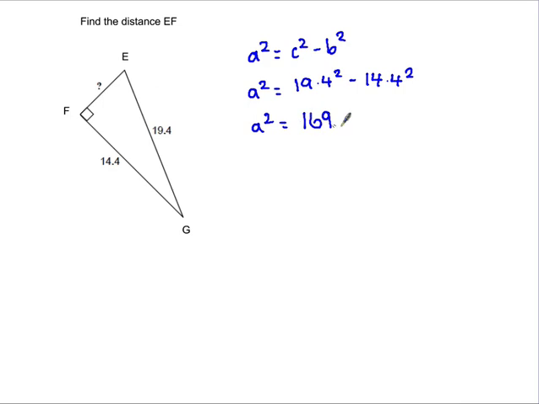So if a squared is 169, then obviously 169 is a way too big answer for that. I need to square root both sides to get down to a sensible figure. So a is going to be the square root of 169. The square root of 169 is 13.